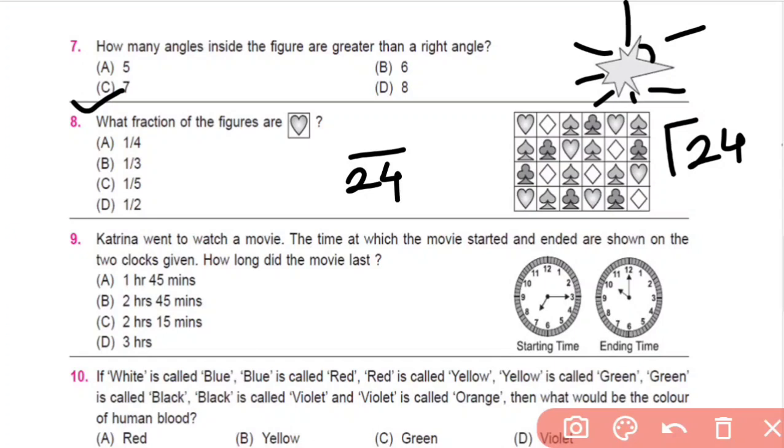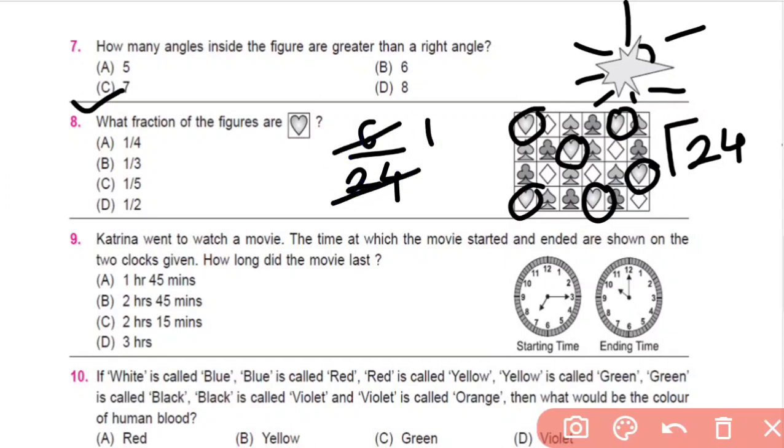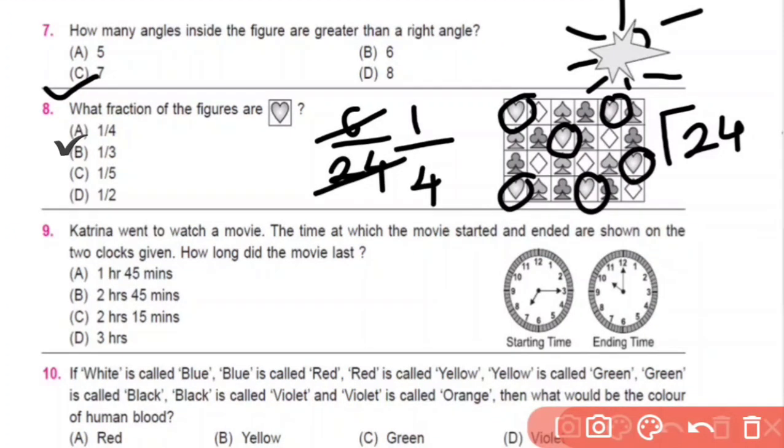And how many hearts are there? 1, 2, 3, 4, 5 and 6. 6 will come up. And 6 ones are 6. 6 fours are 24. Then which is the correct answer? A.